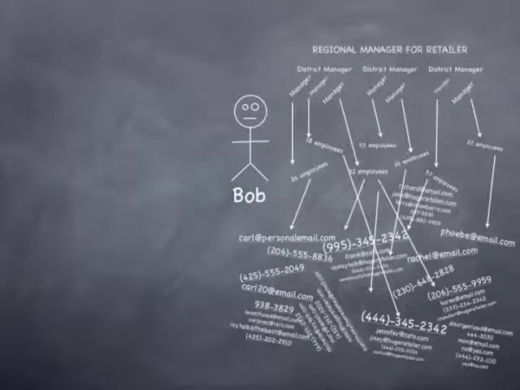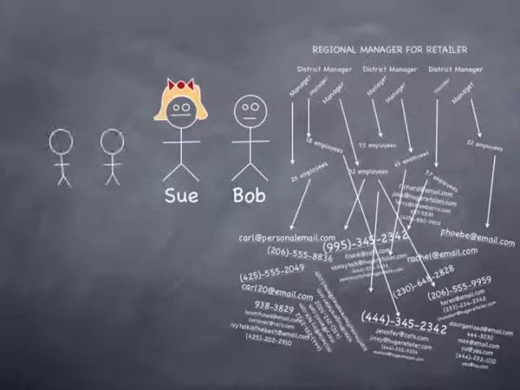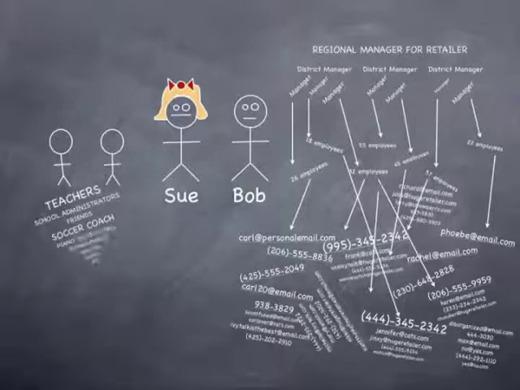Bob is married to Sue. Sue works outside the home, and they have 2 kids. What this means is that Bob and Sue have a lot of contact information to maintain. Teacher information, school administration, contact information for their children's friends' parents, and so on.